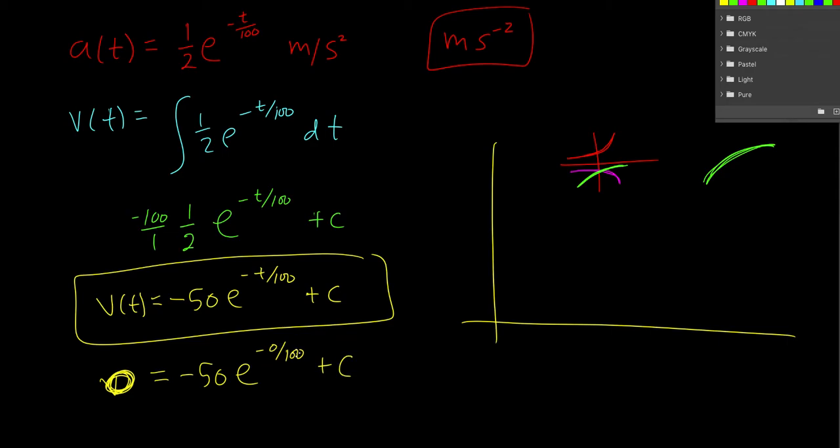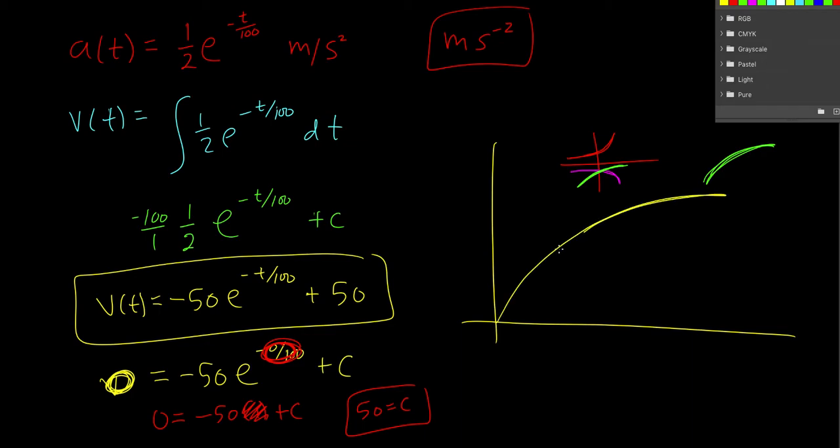So 0 over 100 is 0. Negative 0 doesn't really mean anything. It's just 0. And so this is like e to the 0. E to the 0 is 1. So we have negative 50 times 1. And that's really just negative 50, so we don't need that. We add 50 over here, and so we see that c is equal to 50. And so I'm just going to replace that c value with a 50. Okay, so we're going to shift this shape up, and if you graph it on a calculator or whatever, it's going to look roughly like this. Okay.